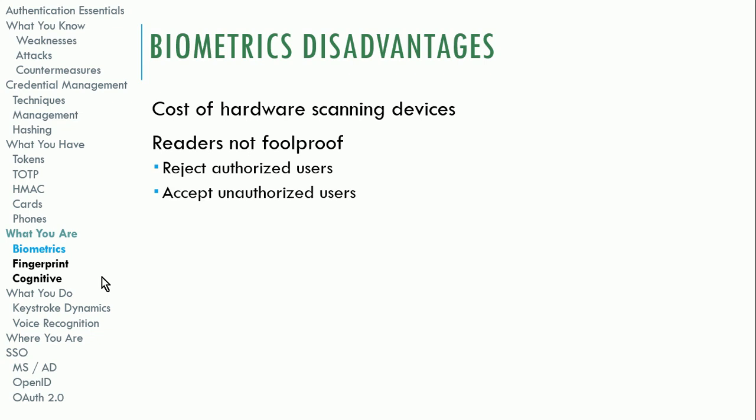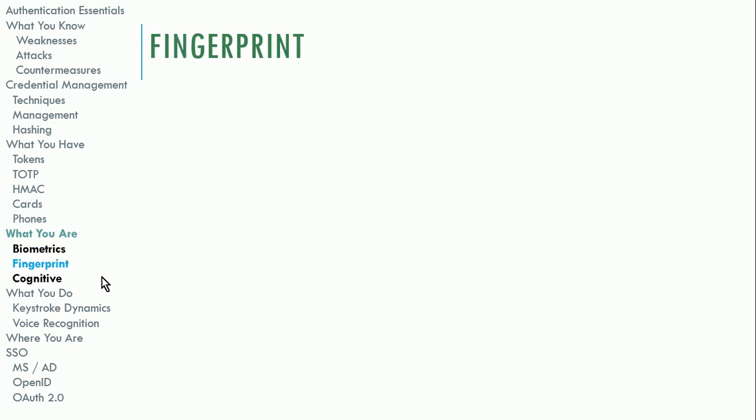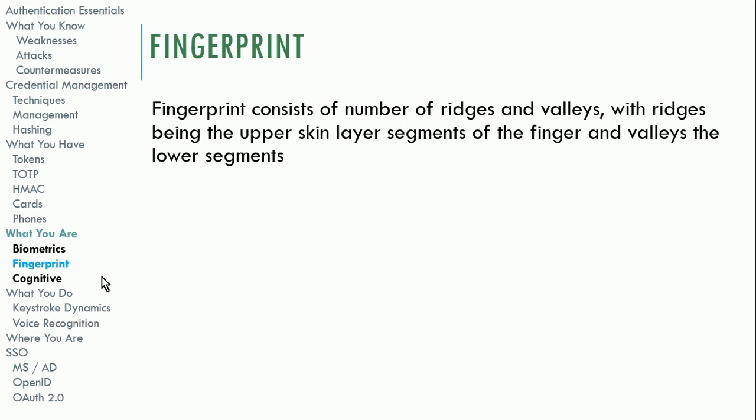And likewise, it is possible that it's going to accept an unauthorized user. If it can make a mistake of not letting you in, even though it's really you, the technology could also accidentally let someone in that isn't really you. So it can go both ways, although that's much more rare, but it could happen. So errors are mainly due to the many characteristics that must be scanned and compared. So this is rather complex, and there's lots of things that can go wrong.